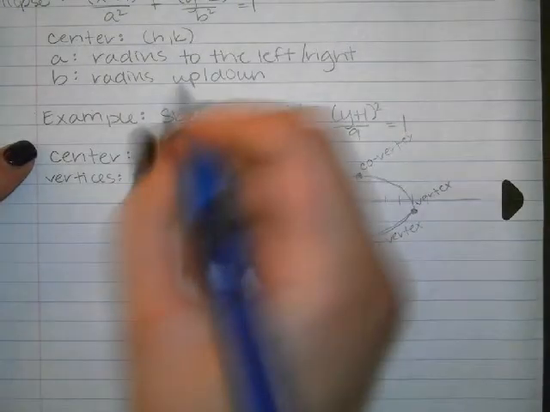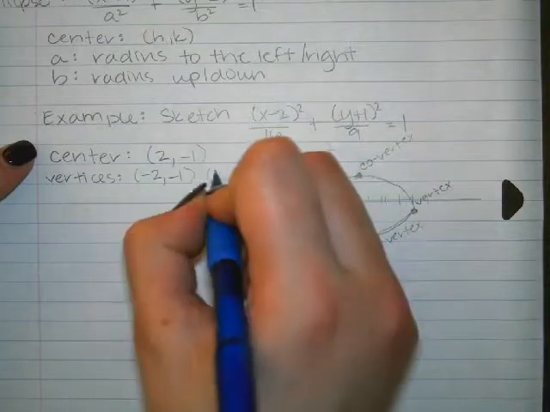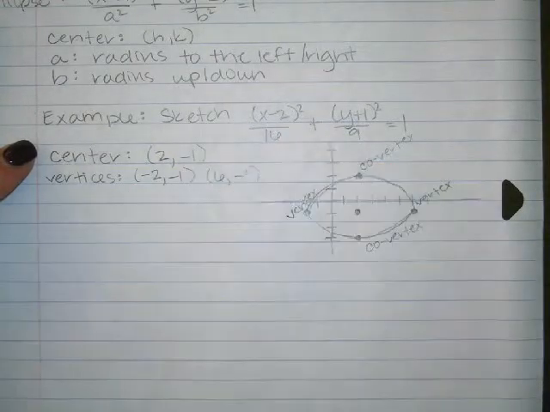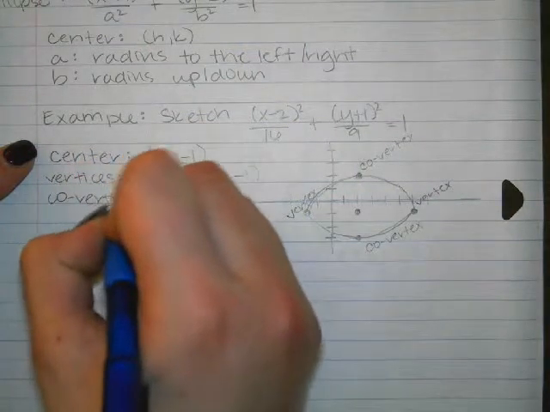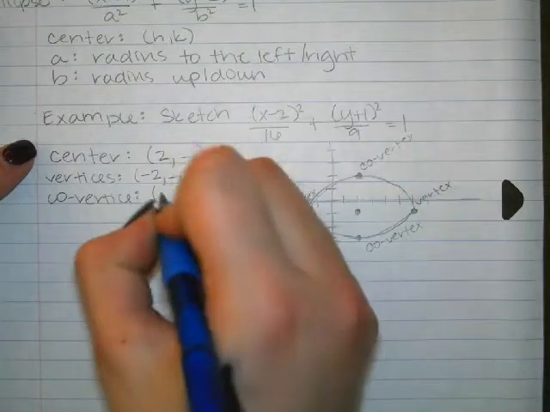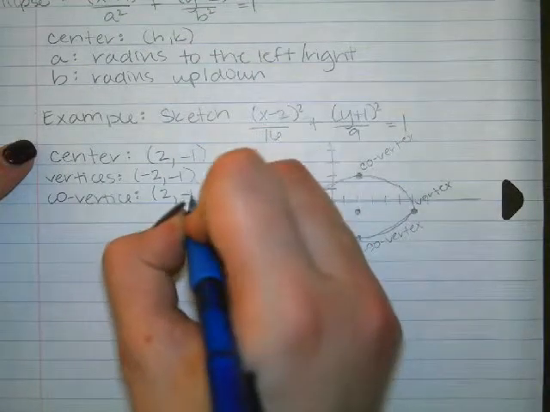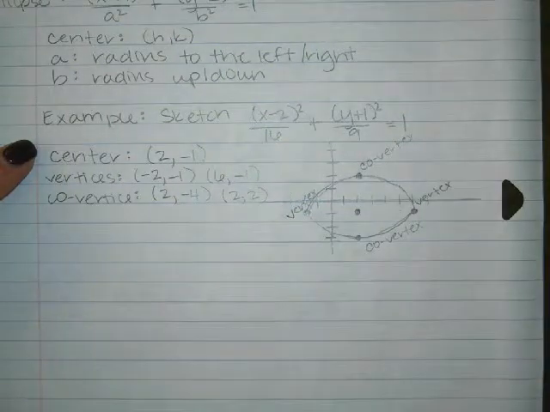So if I went left 4, I'd be subtracting 4. If I went to the right 4, I'd be adding 4. So there's my vertices. My co-vertices would be if I took the center and went up 3 and down 3. So 2, negative 4 if I went down 3, 2, positive 2 if I went up 3.